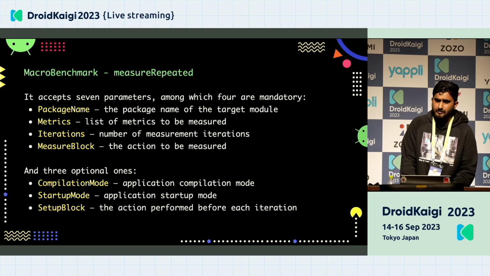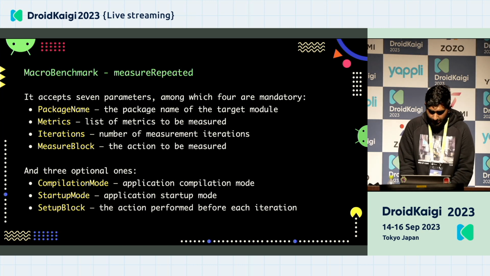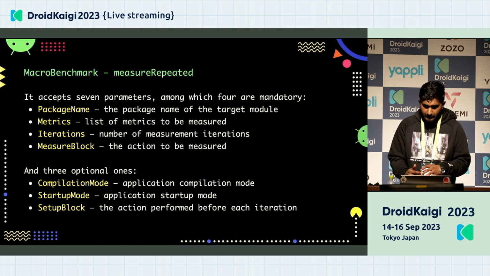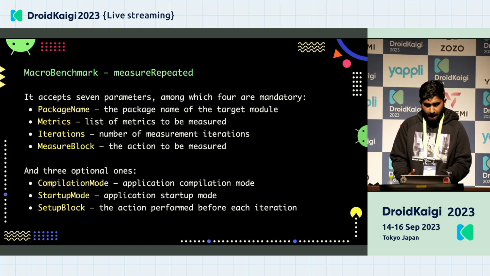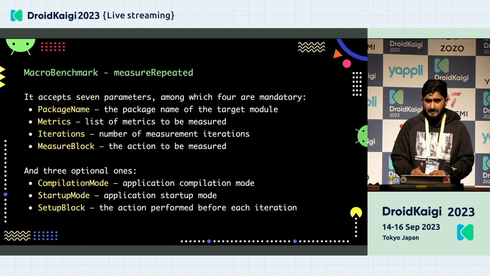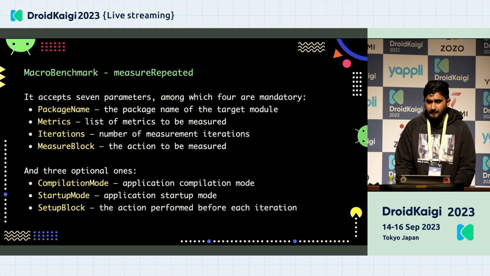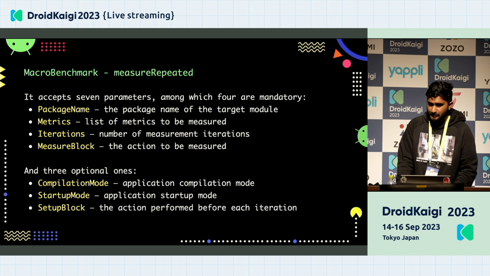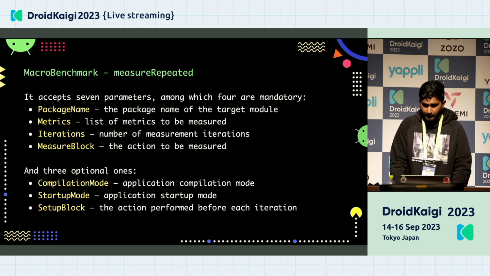Package name of the target module. Metrics is the list of metrics to be measured. It is the main type of information extracted from benchmark. They are passed to measure repeated one at a time or can be passed in a list. The available metrics are startup timing metric, frame timing metric, and experimental trace section metric and power metric. Then we have iterations where you specify number of measurement iterations. Then we have the measure block in which you specify the action to be measured.